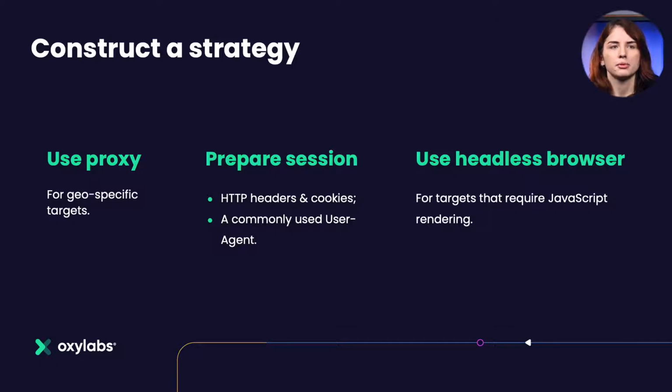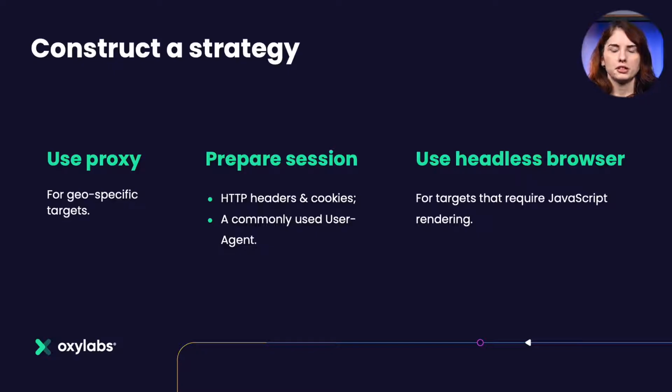So first of all, you should use proxy, because some targets may only load their content when they're accessed from a specific region. For example, if you're based in Germany and you would like to access a website in the US, then in that case, you should use a proxy which allows you to access the website from United States region.